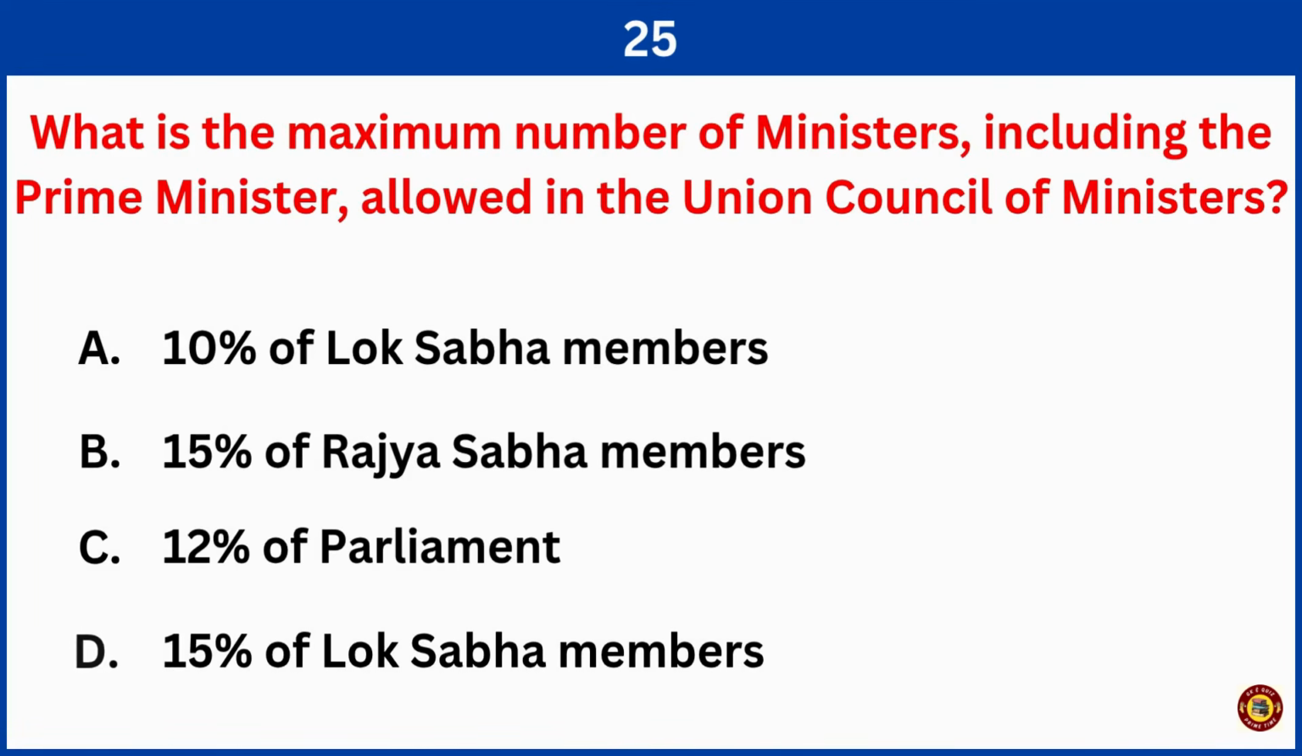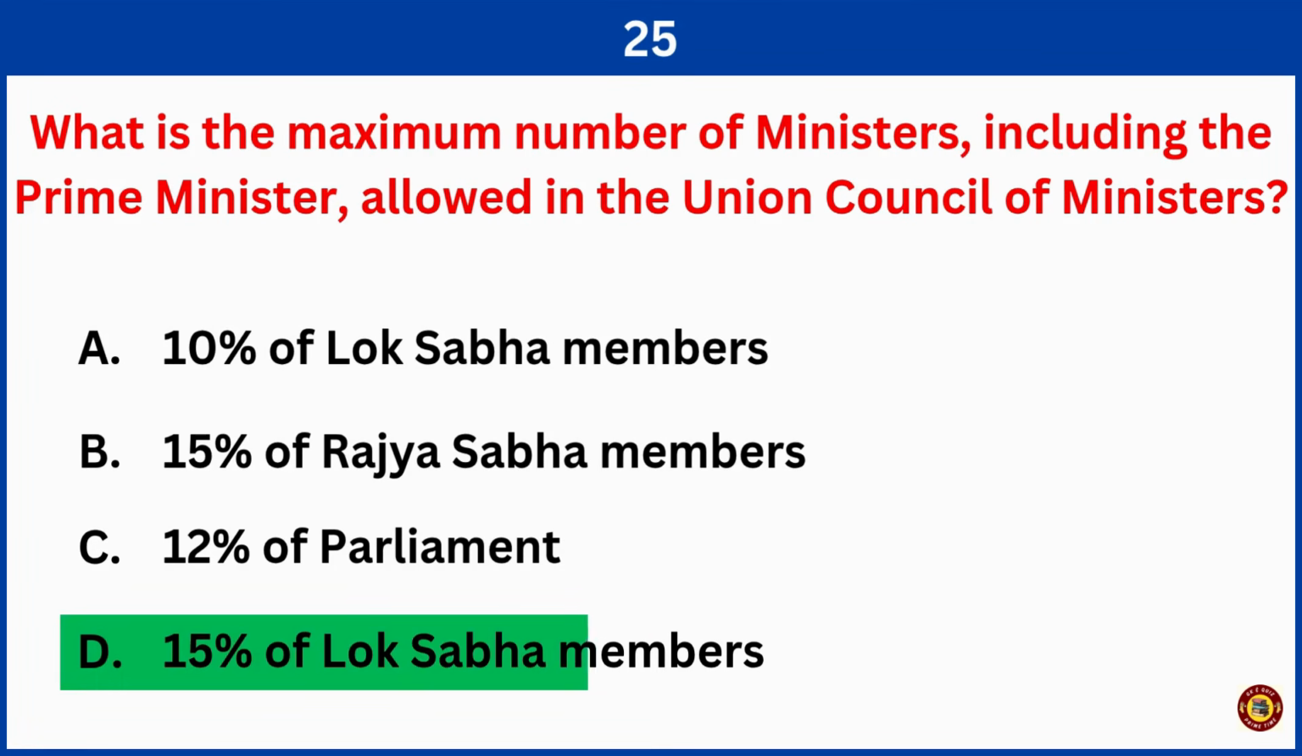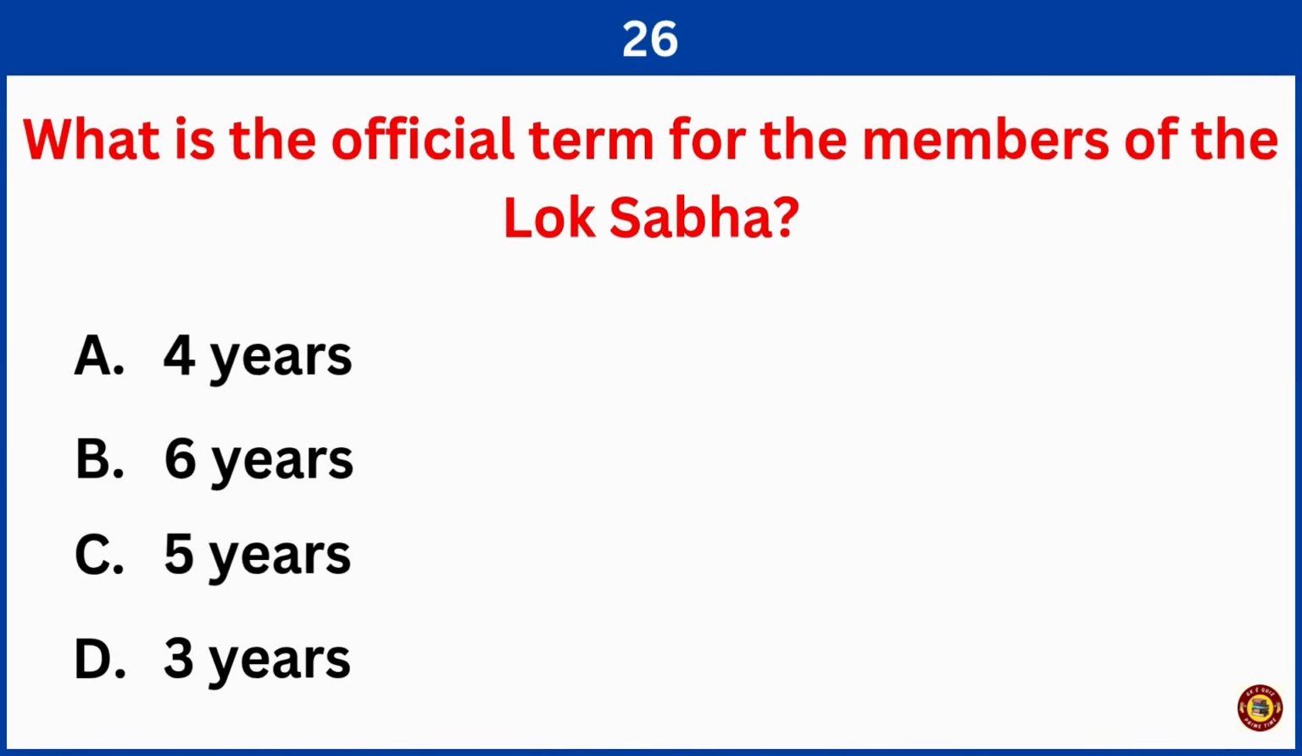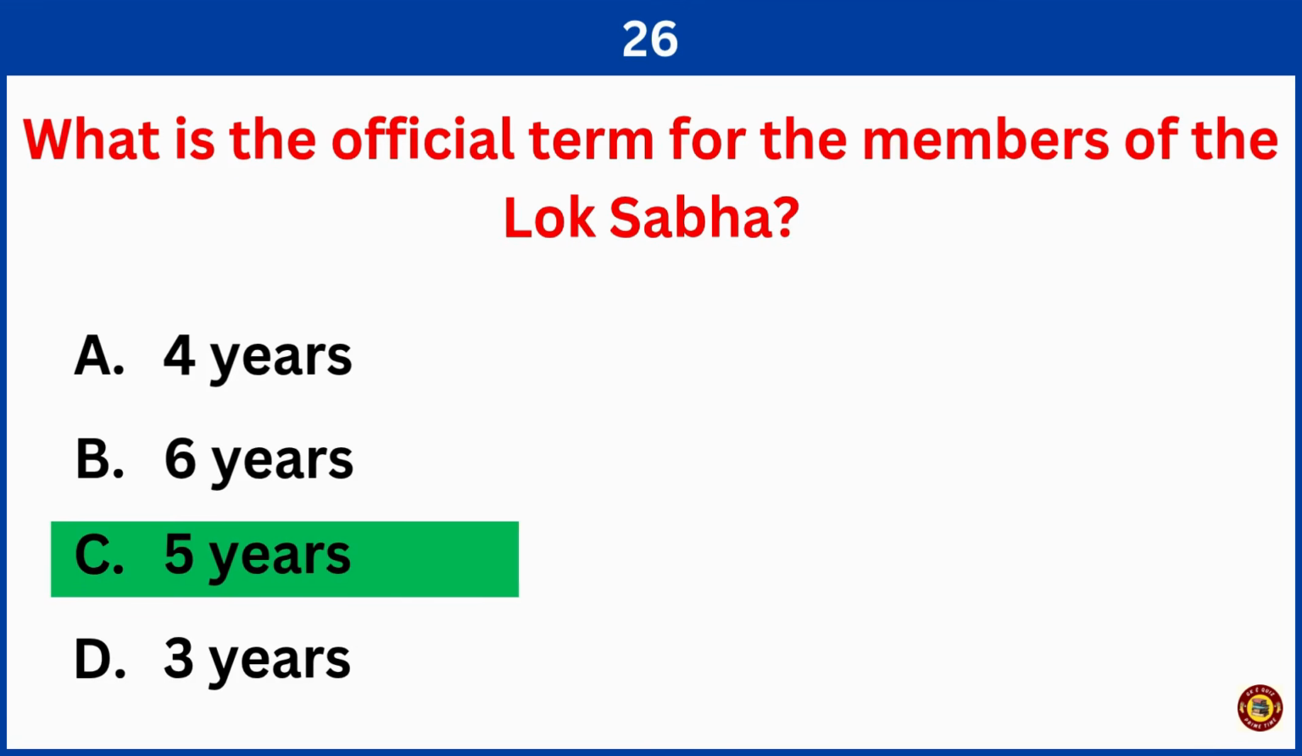What is the maximum number of ministers, including the Prime Minister, allowed in the Union Council of Ministers? Right answer is option D, 15% of Lok Sabha members. What is the official term for the members of the Lok Sabha? Right answer is option C, 5 years.